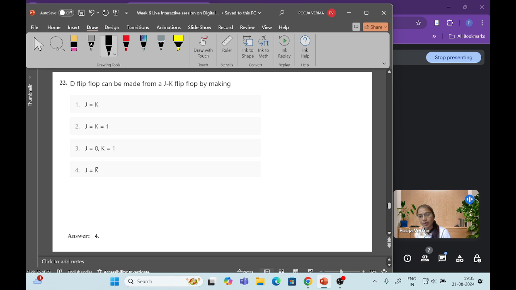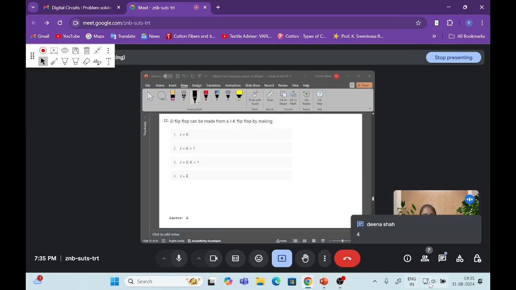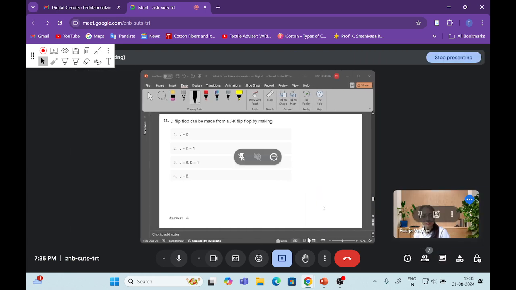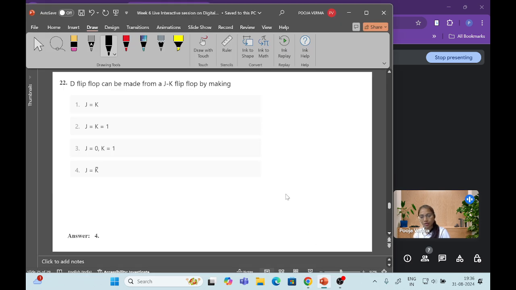D flip-flop can be made from a JK flip-flop by making J is equal to K. Option 2 is J and K both are 1. Option 3, J is equal to 0, K is equal to 1. Or option 4 is J is equal to K dash. So anyone of you want to answer this question? Then I will go through the answer. Yeah, option 4 is the correct answer. J is equal to K dash.